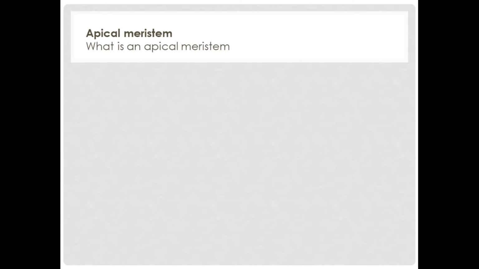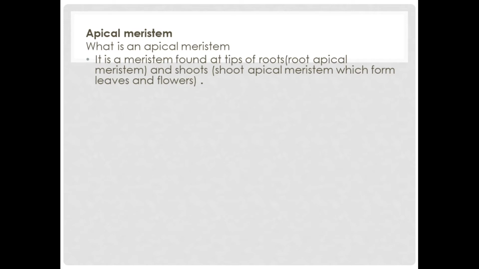What is an apical meristem? An apical meristem is a meristem that is found at the tip, either at the tip of a root or at the tip of a shoot. So these types of meristem cause the growth of a root or the growth of a shoot.